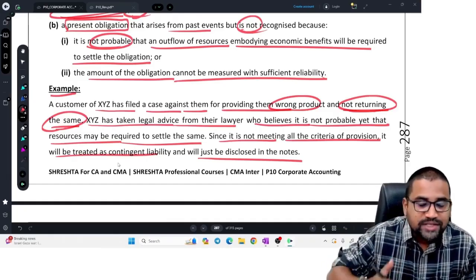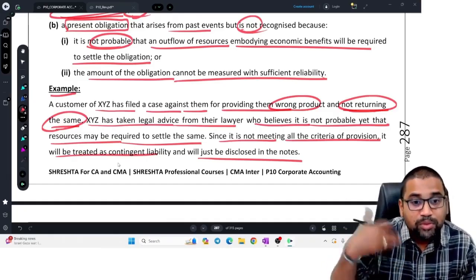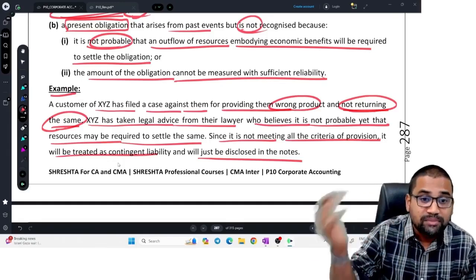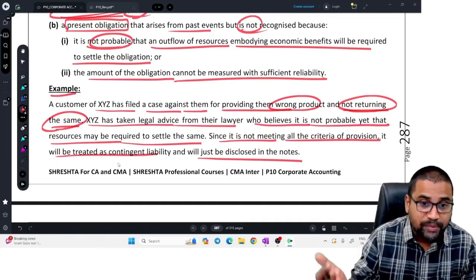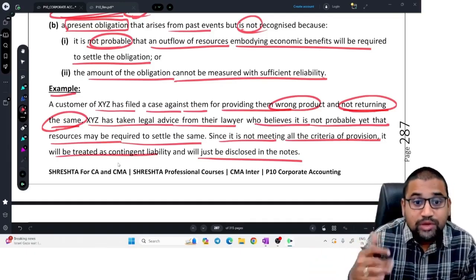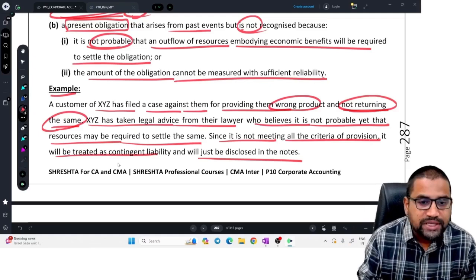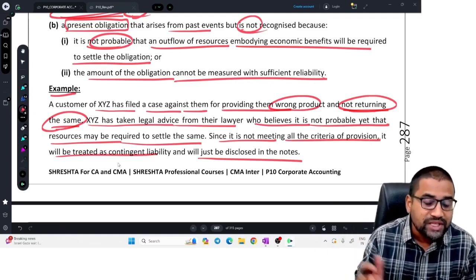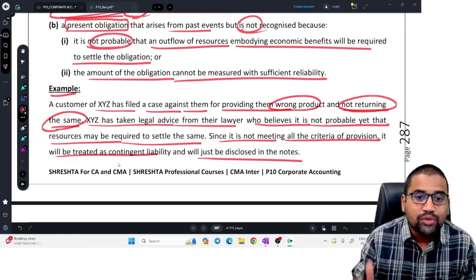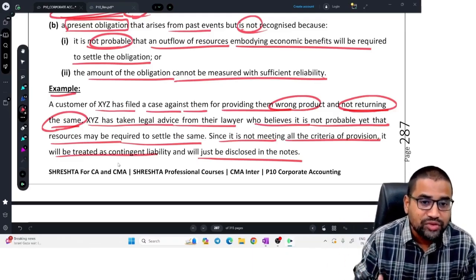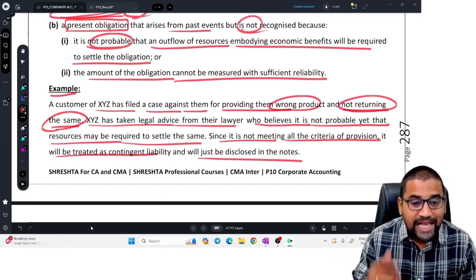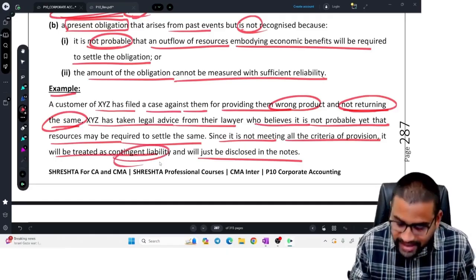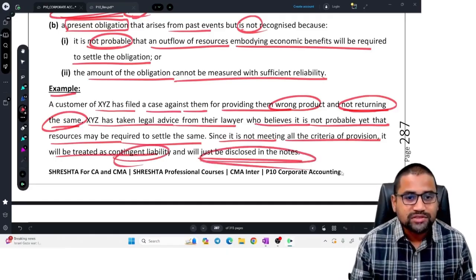The moment he said there is no present obligation, that means there is a possible obligation. As of now, there is no obligation, but in future an obligation may come. According to future developments in the court, we may lose the case, or if the future developments of the case say that the customer is winning, then maybe the lawyer's opinion will change and he will advise the company that now we are under a present obligation to pay the amount because we are on the losing side. As of now, there is no present obligation. Therefore, it will be treated as a contingent liability and just be disclosed in the notes.